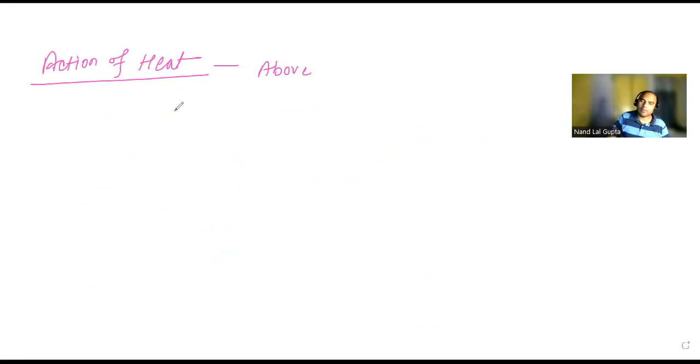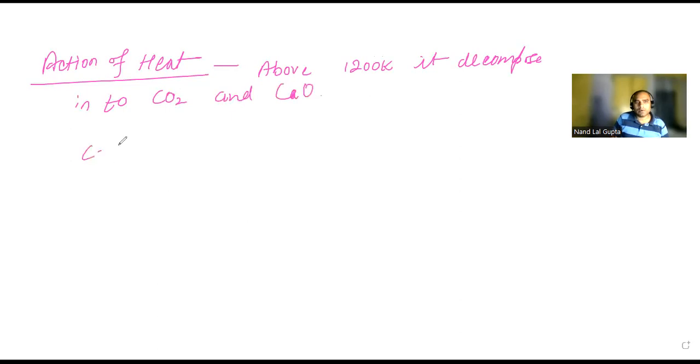They are talking about above 1200 Kelvin. It decomposes into what compound? CO2 and CaO. So if you are talking about CaCO3 and you give 1200 Kelvin, it is going to give CaO plus CO2, right? So this is the point.